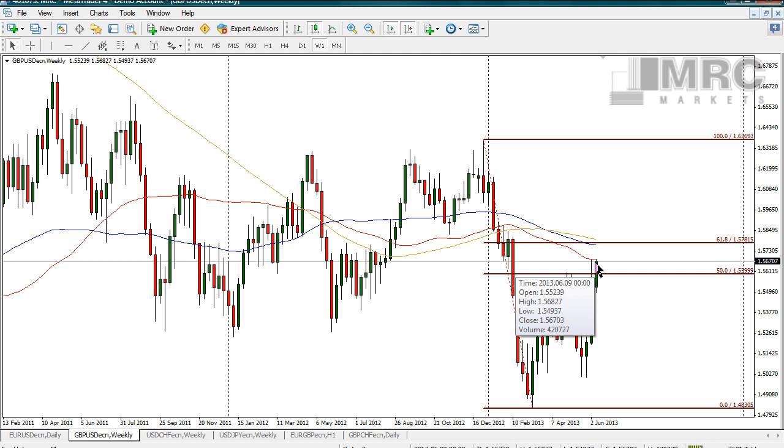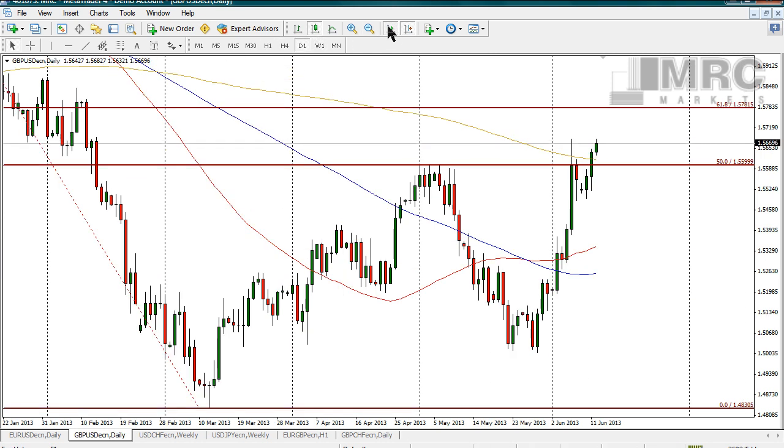But we're currently testing this 50 SMA here. I mean, you can see last week's candle closed below this 50% and had a decent upper wick. It got capped at the 50 SMA, and you can see this week it's currently testing this 50 SMA. So the weekly candle close will be very interesting this week.